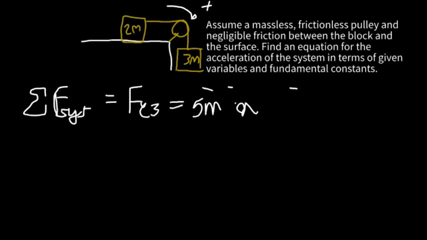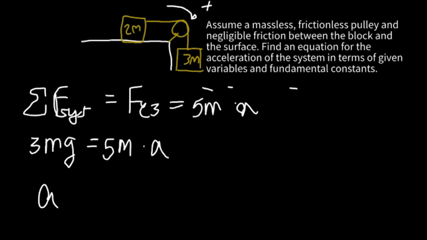Right? You replace F sub E3 with 3mg equals 5m times a. Divide both sides by 5m. Your m's cancel, and you get the acceleration again as being 3/5 times gravity.